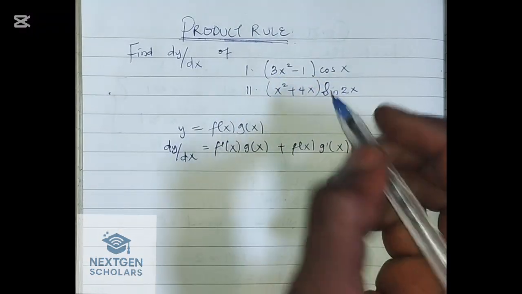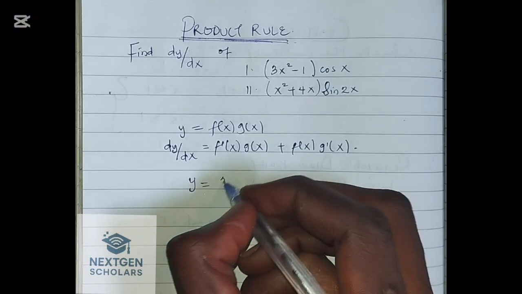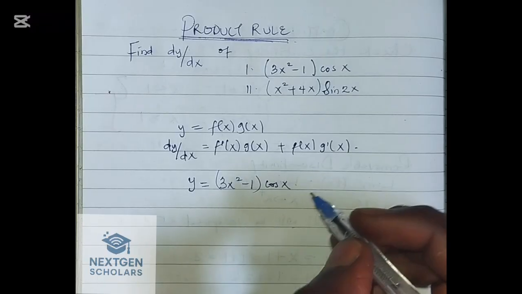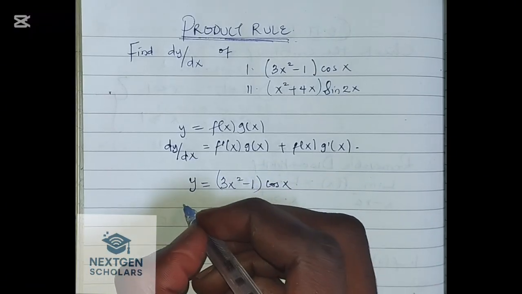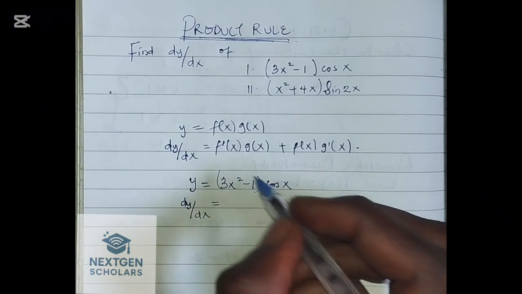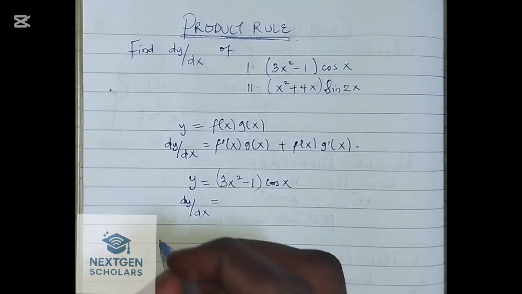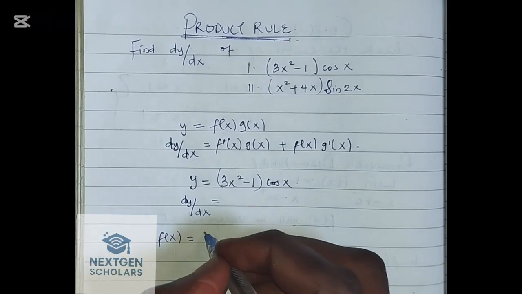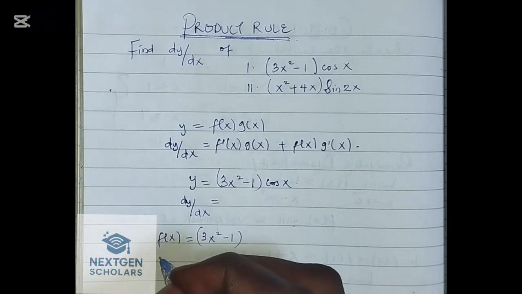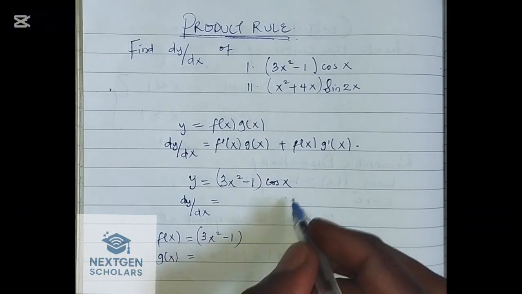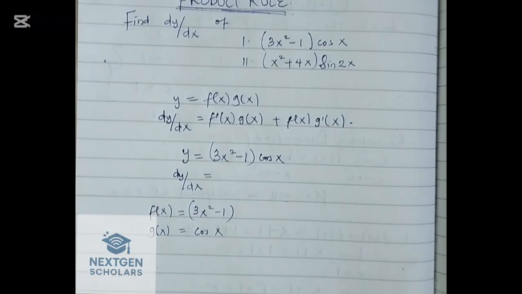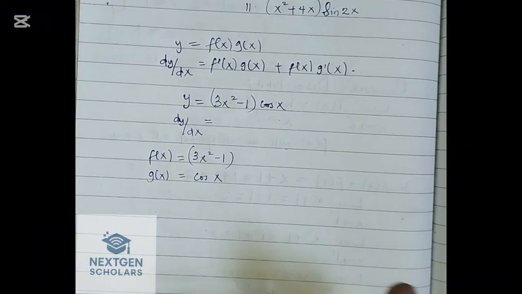Let's take the first question here. We have y is equal to 3x squared minus 1 multiplied by cosine of x, and to find dy over dx according to this rule, we have to make f of x equal to 3x squared minus 1, and g of x equal to the second function, cosine of x. Now if you have two functions multiplying each other, then you can use the product rule.